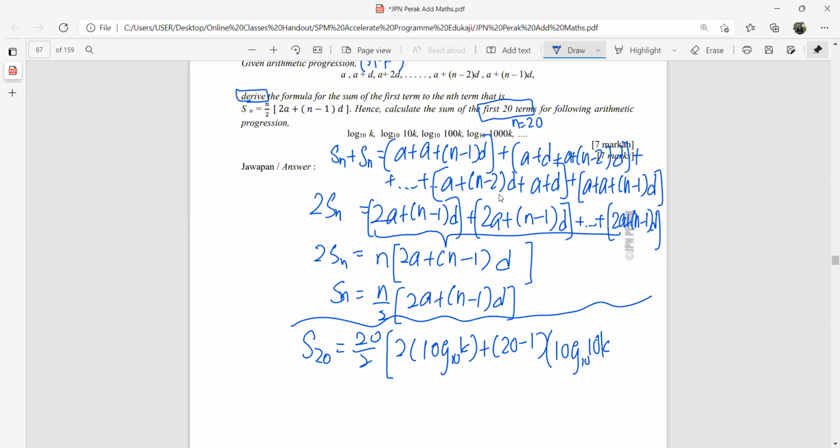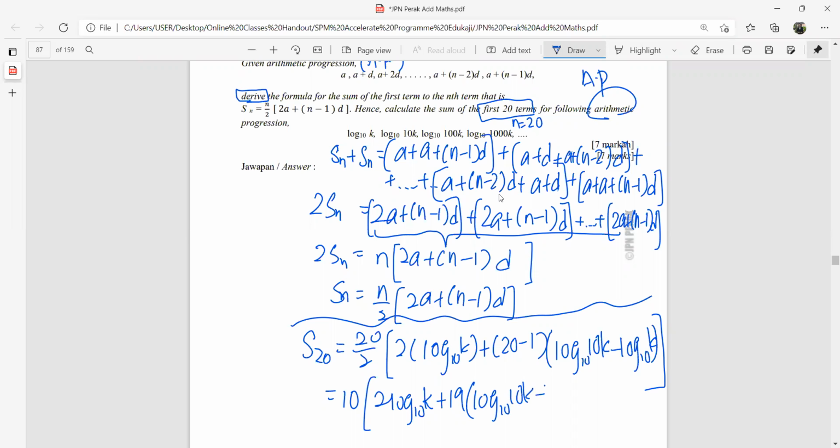Is it AP or GP? They say AP, right? So to find the difference, second term minus the first term. You see or not? Substitute into the formula. This one, log minus log.